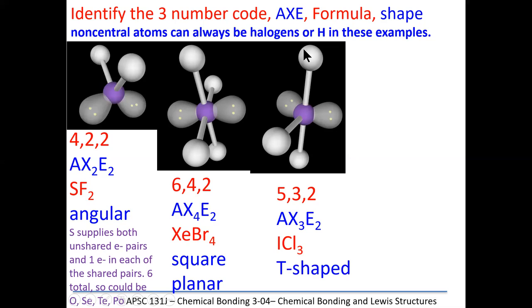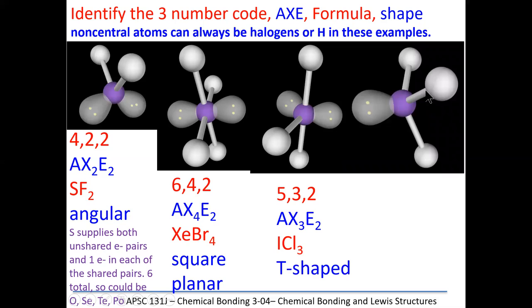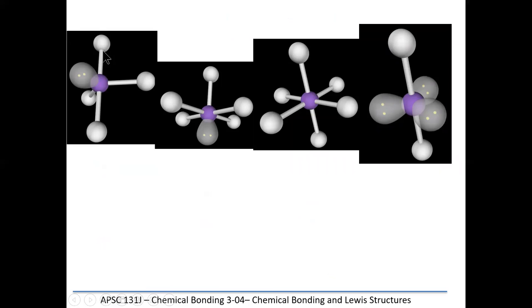So in this case, you can see 4 pairs of electrons around the center joined to 3 atoms, 1 unshared pair, 4, 3, 1, AX3E. So this is going to be a pyramidal shape. And some more examples here. 5, 4, 1 is a seesaw.